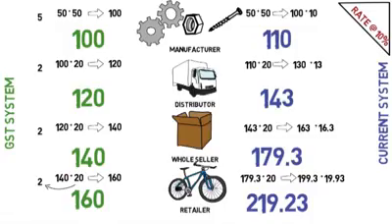So, if the prices are compared, the product is 59.23 rupees cheaper in the GST system than in the current system.